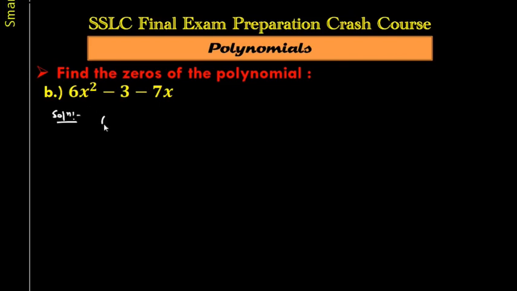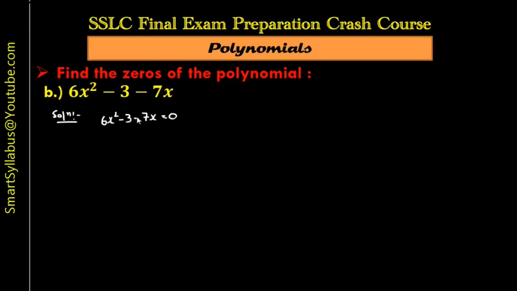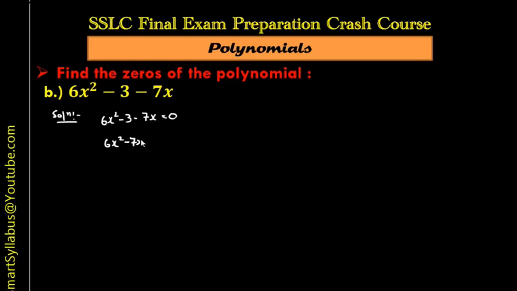First, write down the equation 6x square minus 3 minus 7x, that's equal to 0. Now, before moving further, first check whether the given equation is in the standard format or not. As you can see here, x square, but here no x and here x. So this is not in the standard form. So first bring it in the standard form. Standard form in the sense, first the 6x square, then minus 7x and minus 3.